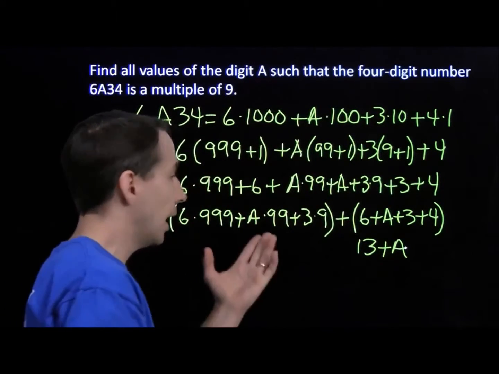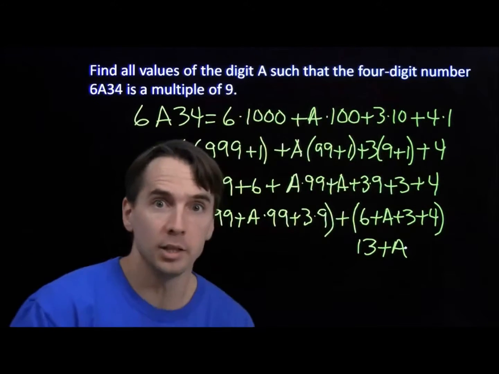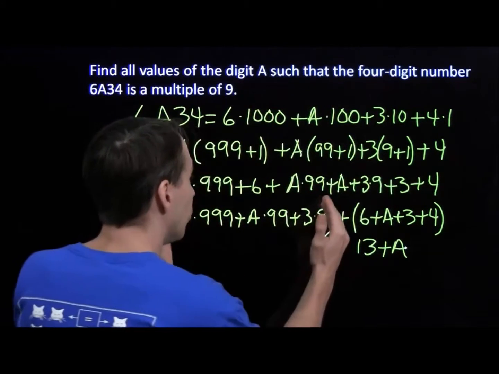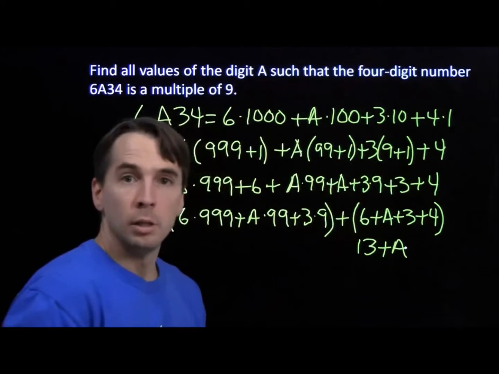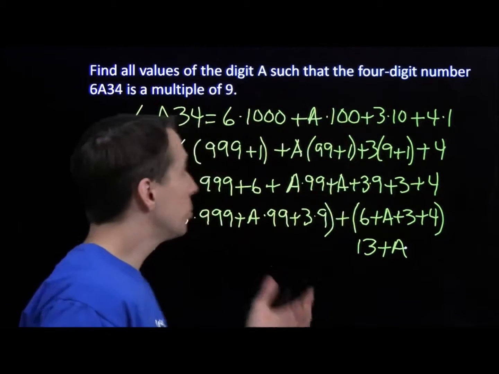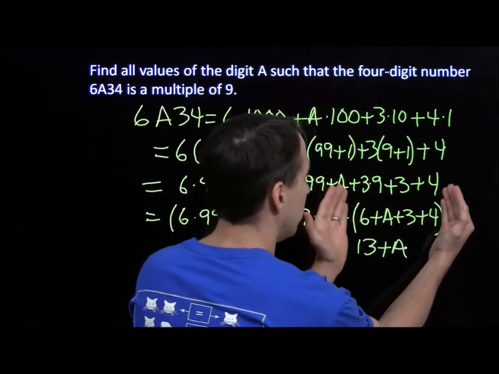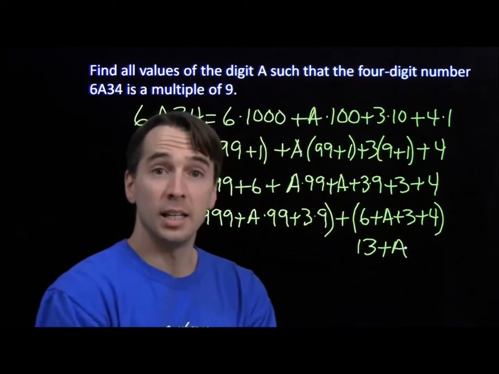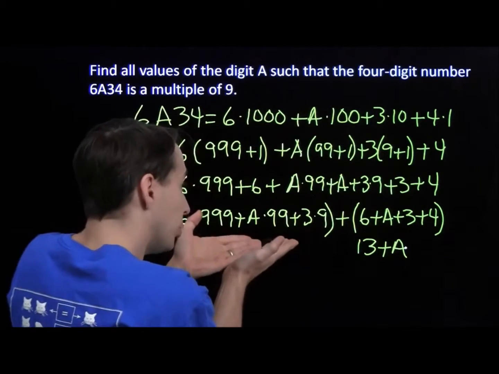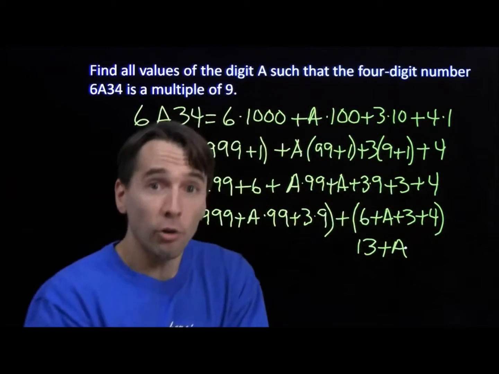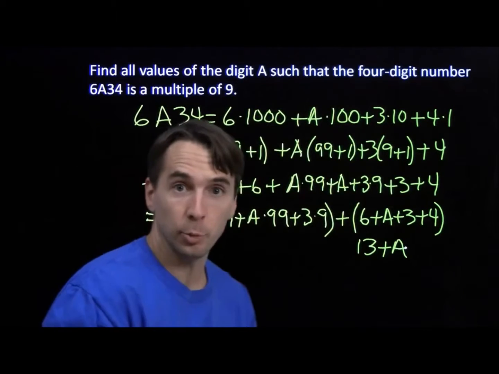And 9 is a multiple of 3, 99 is a multiple of 3, 999 is a multiple of 3, and on and on. So this number is a multiple of 3, which means that our original number is a multiple of 3 only when the sum of the digits is a multiple of 3. If the sum of the digits is a multiple of 3, our original number is a multiple of 3.